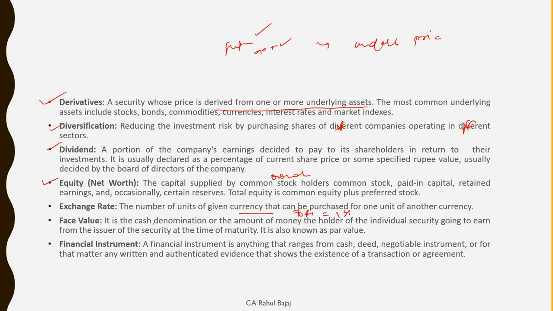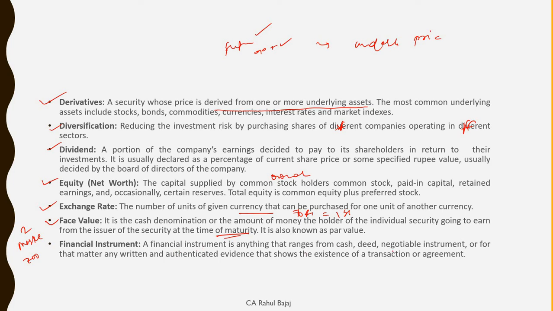Simple example. Face value: the cash denomination, or the amount of money the holder of an individual security is going to earn from the issuer of the security at the time of maturity, that is face value. So face value is 2 rupees, but market price may be 200 rupees.